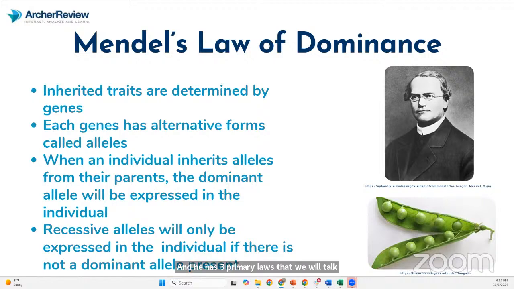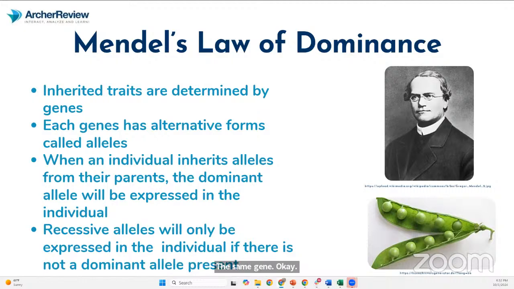This is one of the first ones. This is the law of dominance. And he indicated that the traits that we inherit are determined by genes, and that each gene has an alternative form known as alleles. And I will talk in the next slide about how to differentiate between alleles. But at this point, just understand that an allele is an alternative form of the same gene, okay?